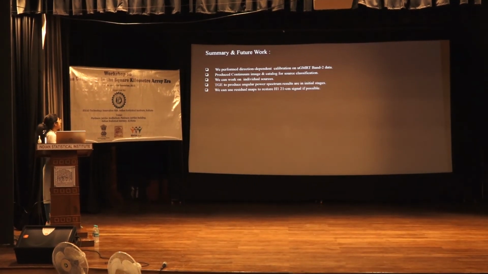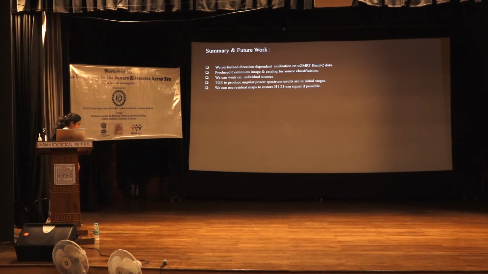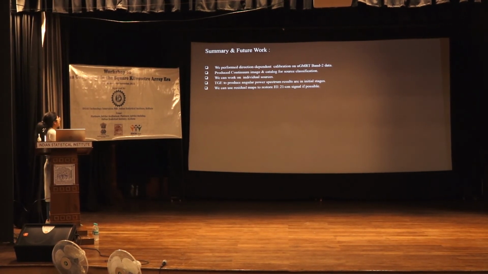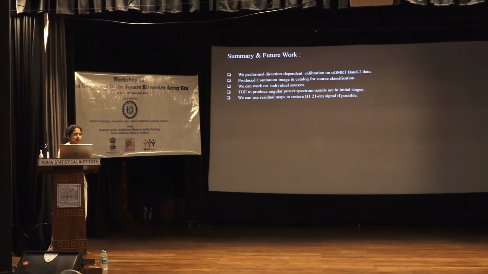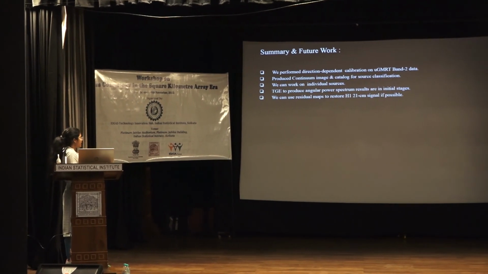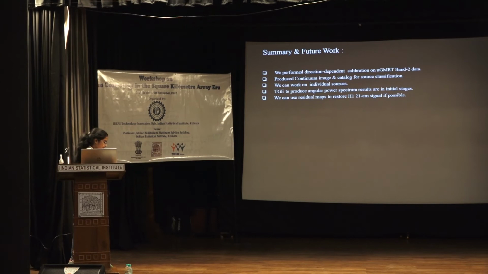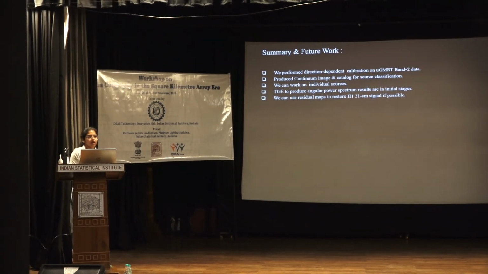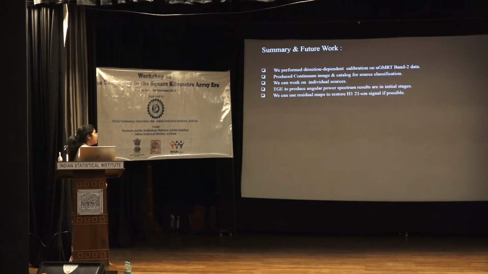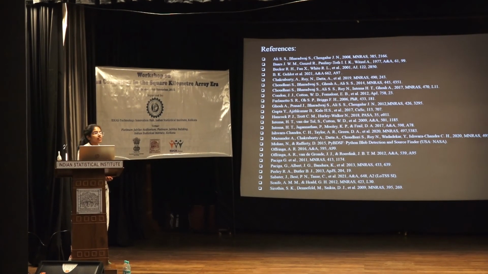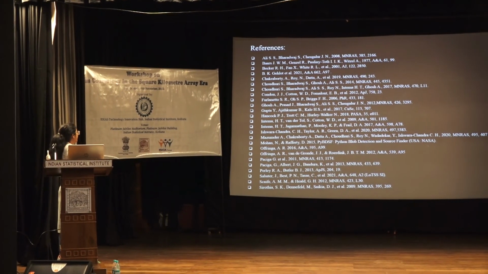To summarize, and for the future work, we have already performed the direction dependent calibration using SPAM, produced the continuum image and created the catalog for source classification. For future work, we can study the individual sources also, and for the TGE, we can produce the angular power spectrum and use CLEAN PS, and we welcome collaboration. If we can improve our result, we are really happy to do that. And we can use residual maps to restore the HI 21 centimeter signal if possible with GMRT. These are the references we have taken for this work, and thank you.